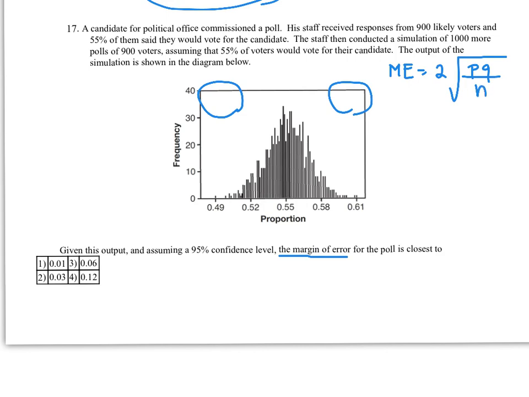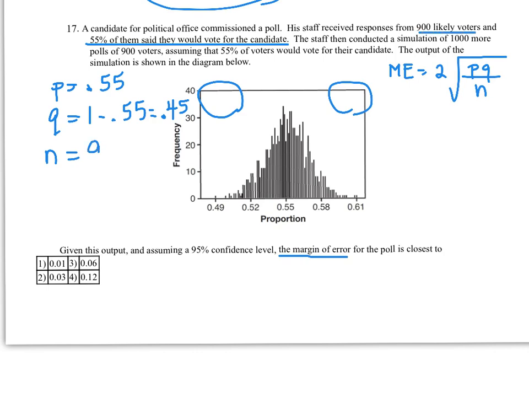All right, so if you go through this and you read the question, it says that 55% of them said they would vote for the candidate. Well, there's your p. So that's 0.55. Now remember, if your p is 0.55, then your q is going to be 1 minus 0.55, which is 0.45. Then your n is always your population. And if you read the second sentence, it says his staff received responses from 900 likely voters. So there's your n.